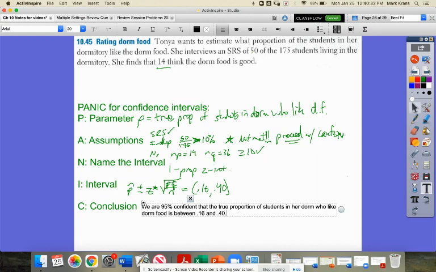Same ideas that we had from earlier. You get a p hat. You can always use z star. You never need a t star. And the square root of pq over n is the standard deviation of our sampling distribution.